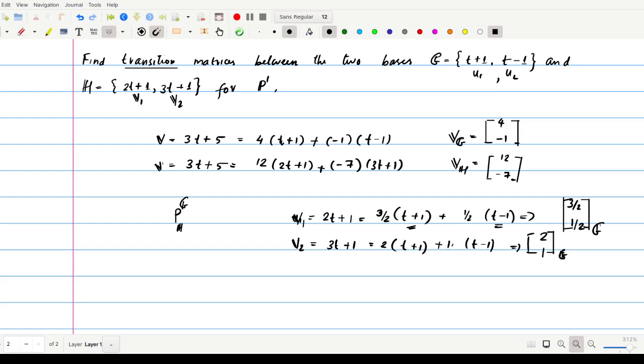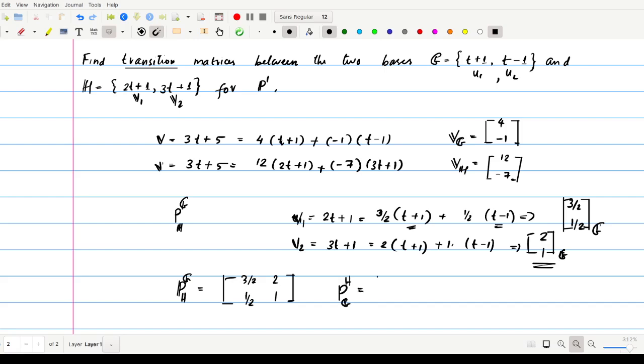If you write this, then you can easily get the matrix PHG. This will constitute the first column, that is 3 by 2, 1 by 2, and this constitutes the second column, 2, 1. So this is the transition matrix PHG. In order to get the matrix PGH, we need to write the inverse of this matrix. So we write PGH.